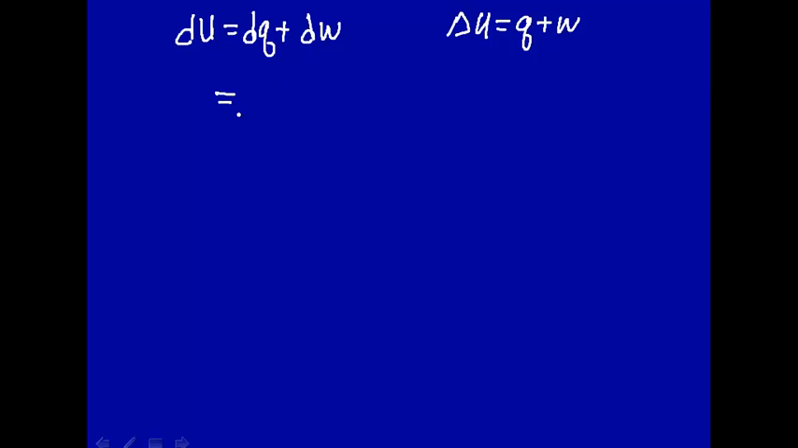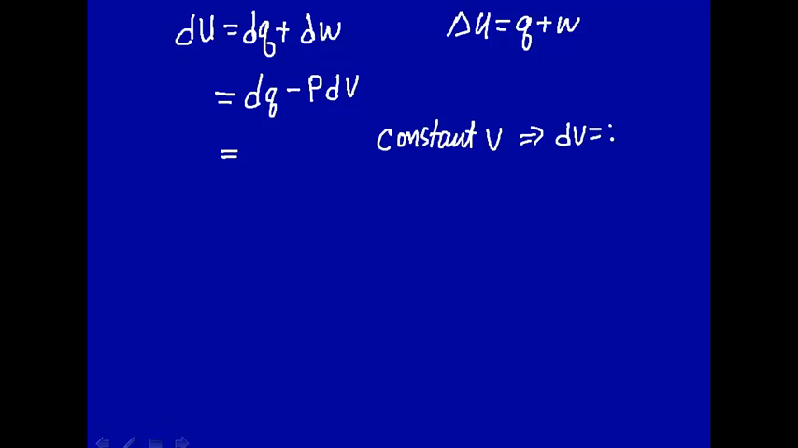We're going to make the assumption that you can only do PV work. So in that case, from our definition of PV work, this is minus P dV. And now, as usual, we'll make some simplifying constraint. Let's do a constant volume, V, and that means that dV is equal to 0. So this term goes to 0, and this is just equal to dq. We'll call this constant volume. This assumption here, going from there to there, was only PV work.